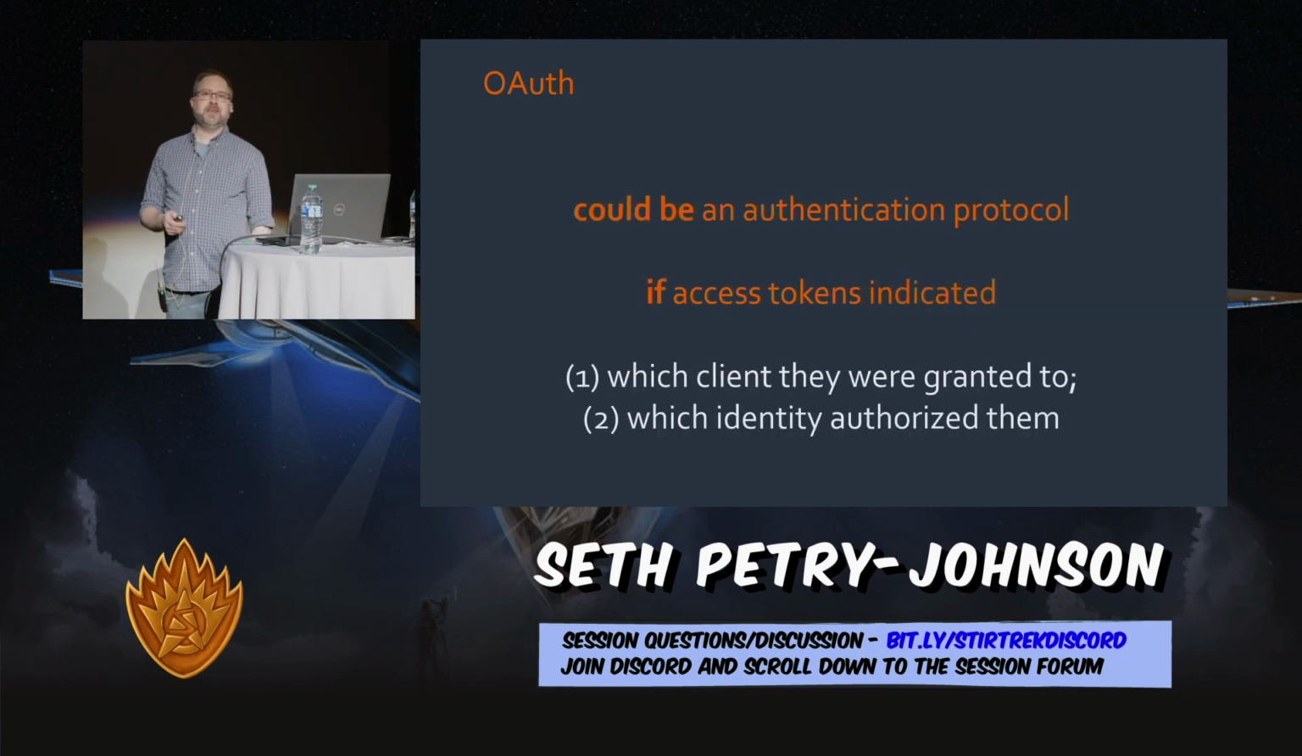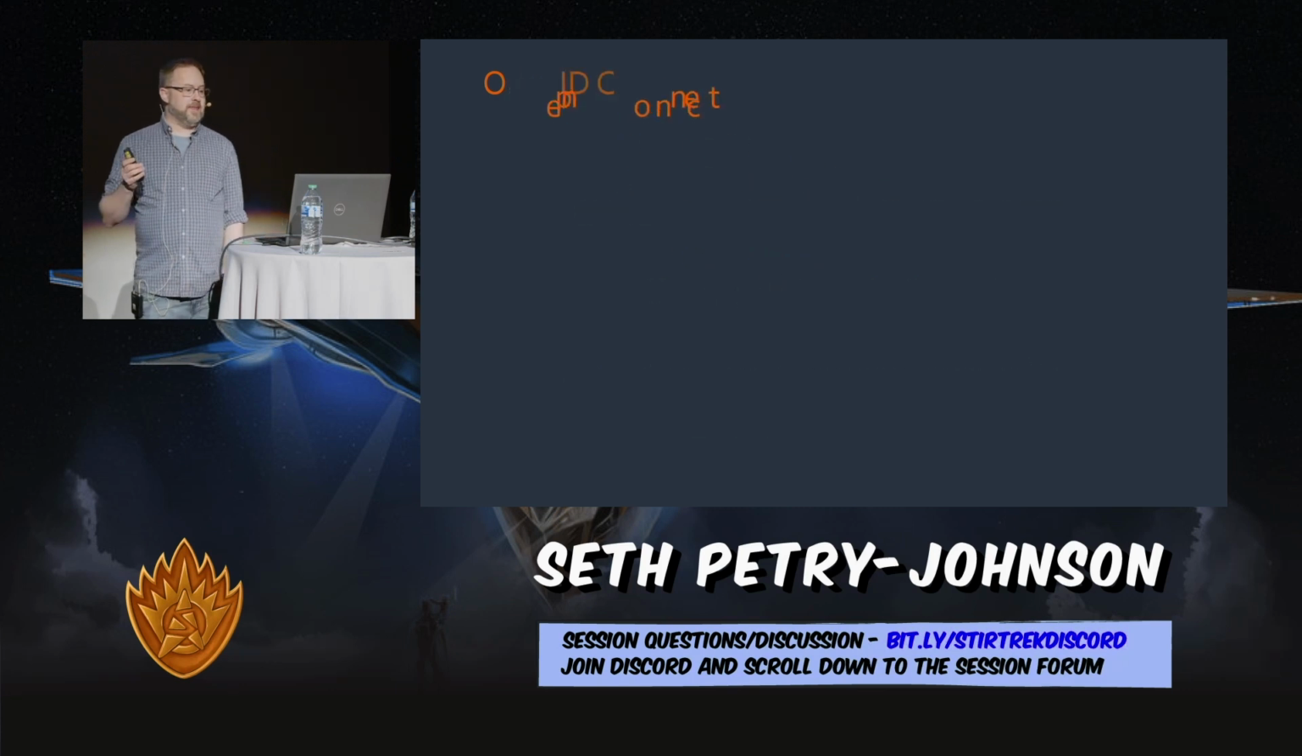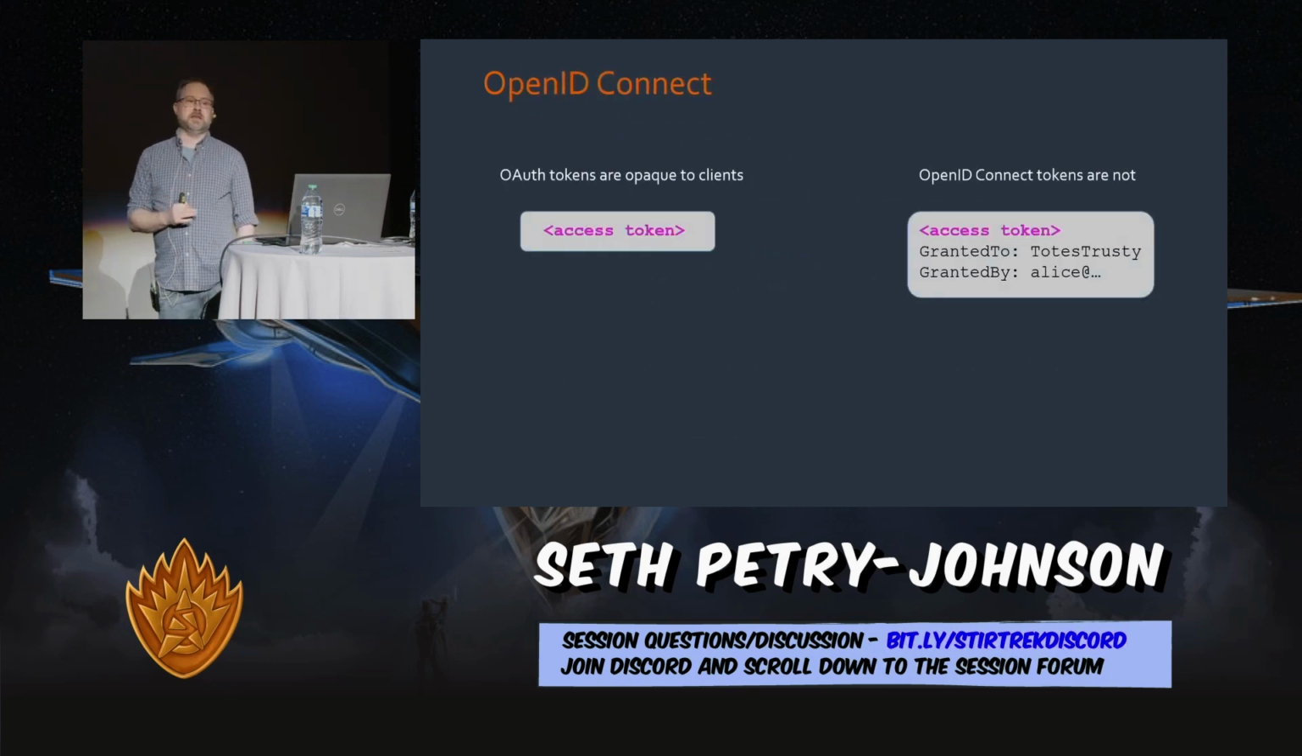Now, to solve this problem, the access token would need to include additional stuff. The access token would need to indicate what client they were granted to and which identity granted them. If the access token had that information, then Alice's token, in our example, would have been usable only by Totally Trustworthy Photos. It would have clearly indicated that Alice was the one that authorized it, and in that case, it would have been safe for TTF to use that as proof of authentication. That token also would have had the information for supersecret stuff to know to reject it. And that's basically the idea behind OpenID Connect.